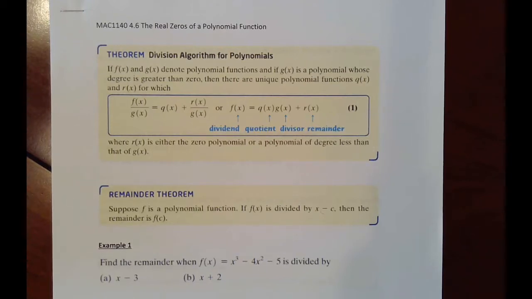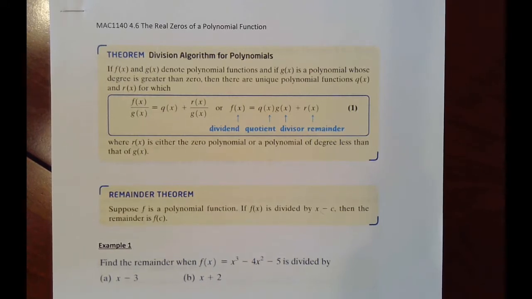Okay, this is the lecture video for MAC 1140 Pre-Calculus. This is section 4.6, and we're going to be taking a look at how to find the real zeros of a polynomial function, which has to do with division mainly. The division is going to help us to factor it, and we can use the factors to get the remaining zeros of the function.